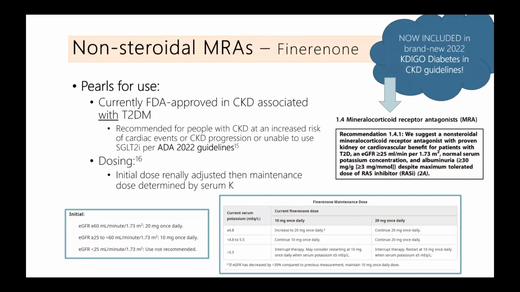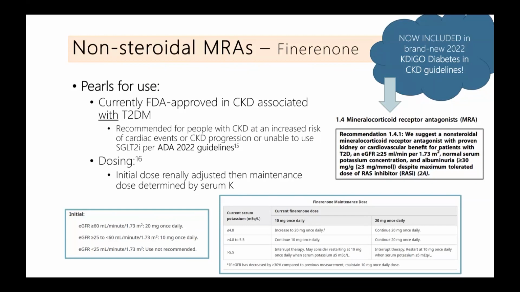So as Deanna mentioned, the ADA 2022 guidelines were actually updated to include recommendations for its use in CKD patients with an increased risk for cardiovascular events or CKD progression, or people who are unable to use an SGLT2 inhibitor. Finerenone is also mentioned in the brand new KDIGO diabetes and CKD guidelines that just came out, and it is now recommended for people with persistent proteinuria with type 2 diabetes already on an ACE inhibitor or ARB.